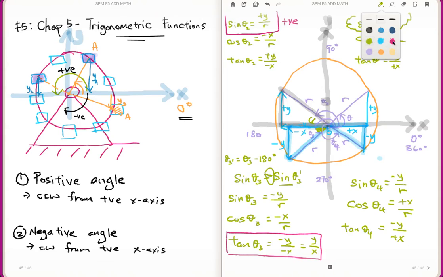So if it were to be the fourth quadrant here, then cos would be positive.